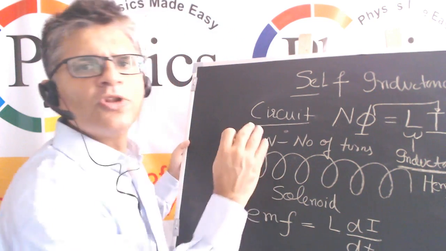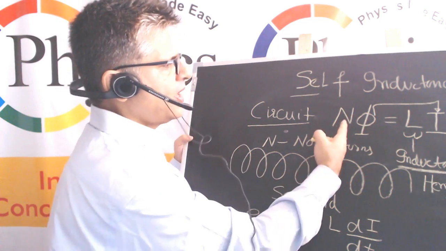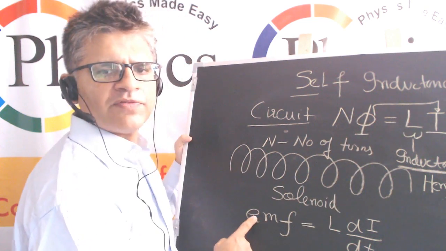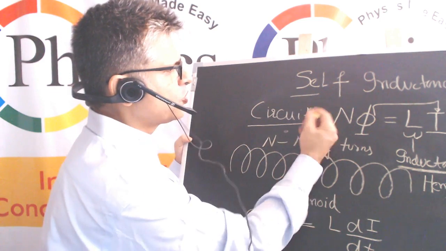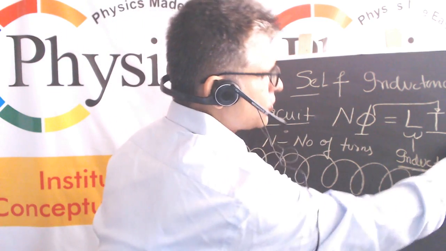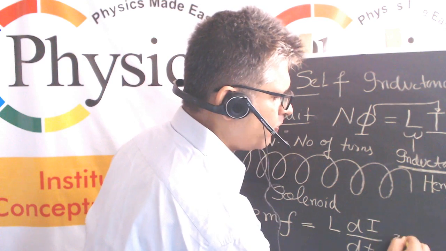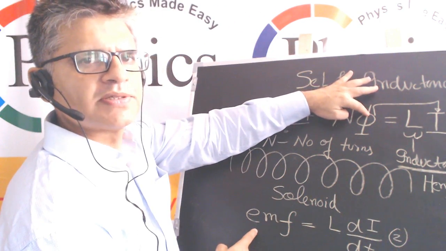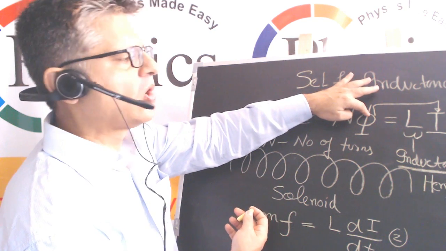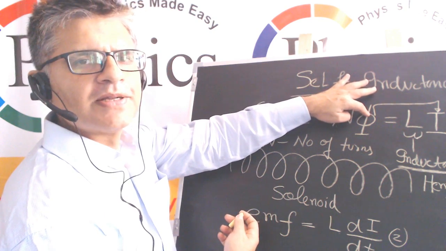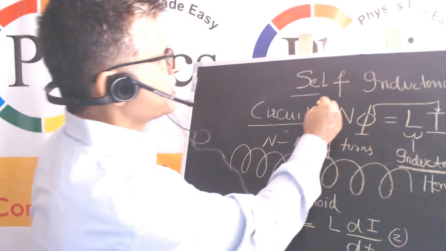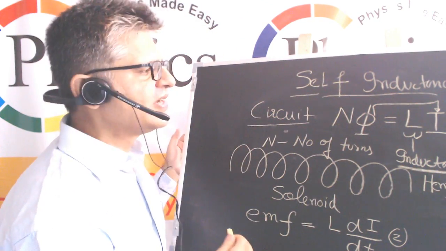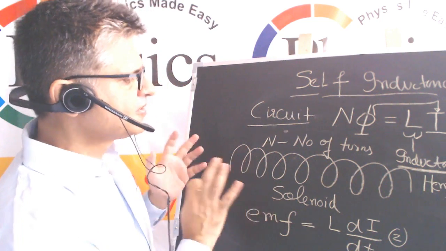So there are certain numericals in which you have to use N phi is equal to L I, and there are certain numericals in which you have to use this. You could get a numerical in which you have to use 1 and 2 both. So these are two very important laws, mathematical representations of the concepts of inductance, that you must understand when you're trying to solve the numericals associated with self-inductance. So just go through them, try to understand.